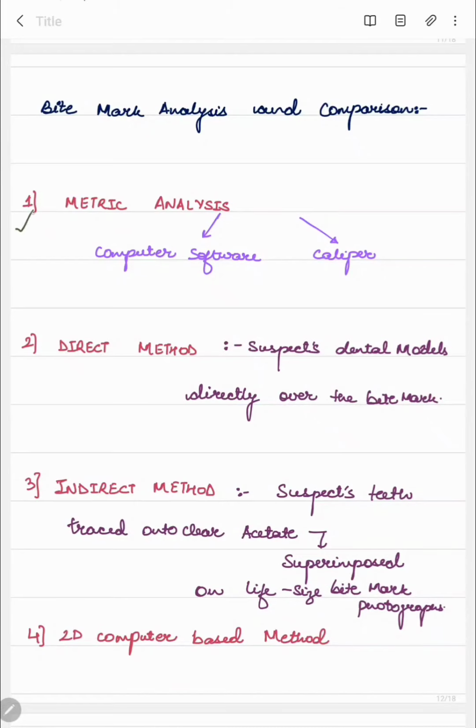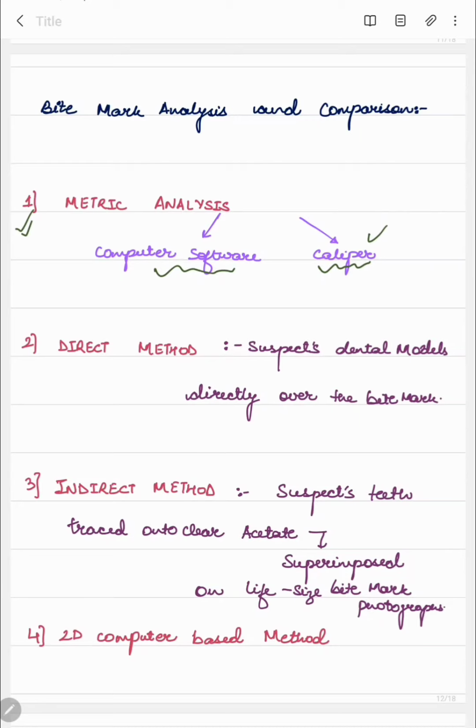So the first procedure is metric analysis, in which we are supposed to measure the size of the bite mark so that we can compare it with the suspect's dental model, right? The metric analysis can be done by measuring instruments such as a caliper, or it can be done with the help of computer software.